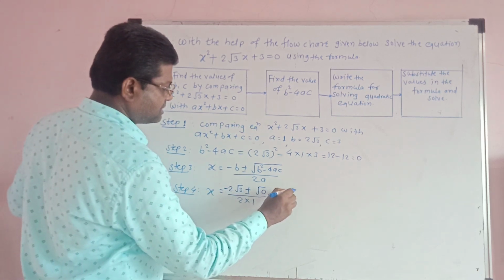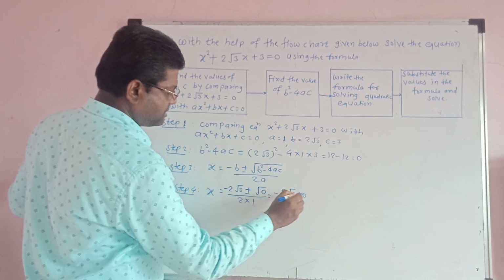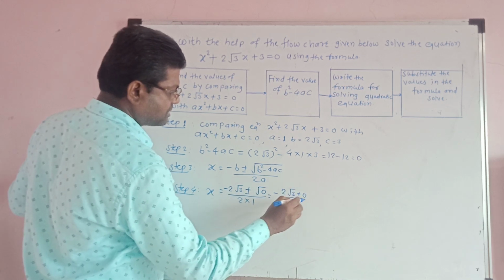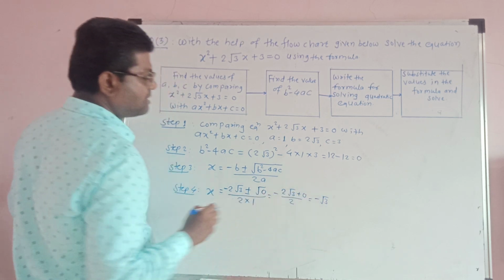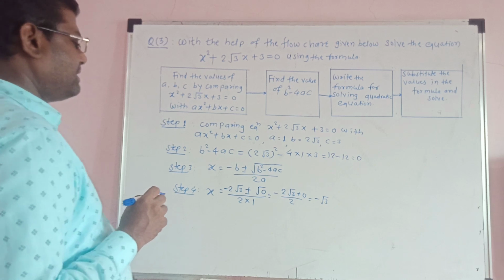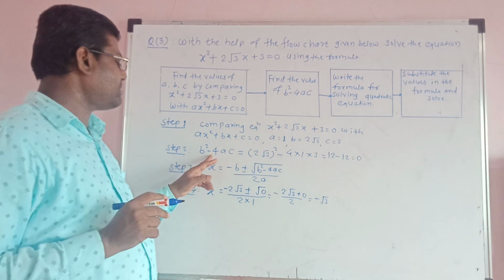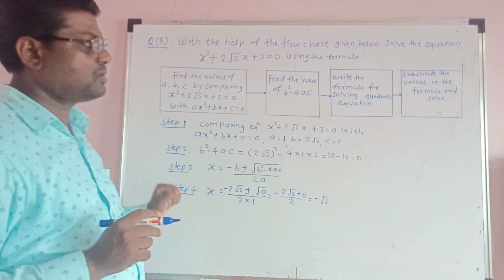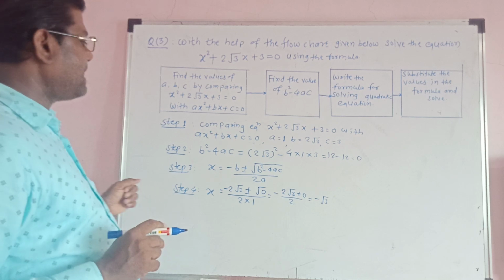is equal to minus 2 root 3 plus 0 upon 2, and 2 get cancelled. Therefore the answer is x is equal to minus root 3. Here the value of b square minus 4ac is 0. Therefore roots are real and equal.